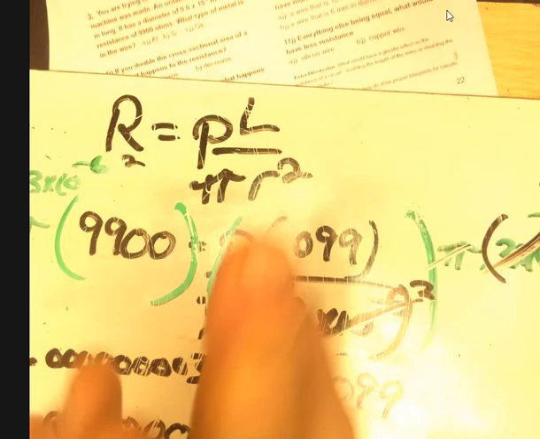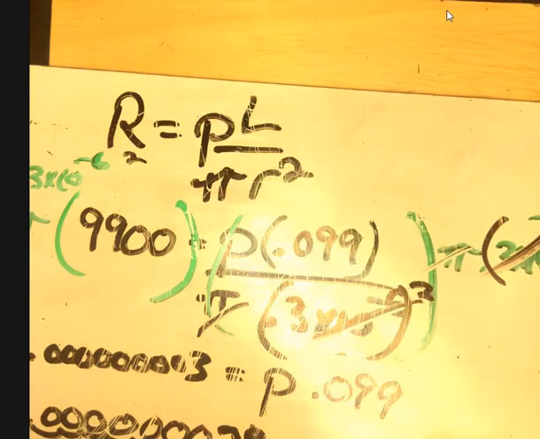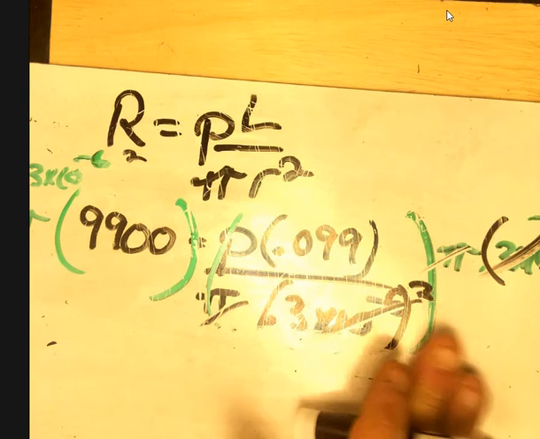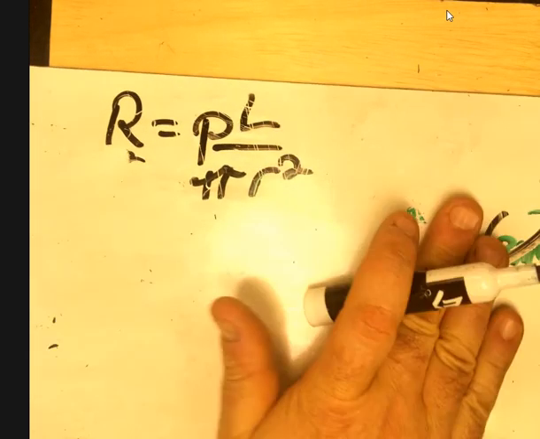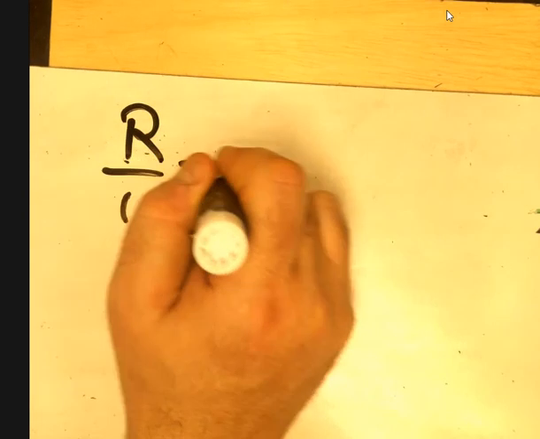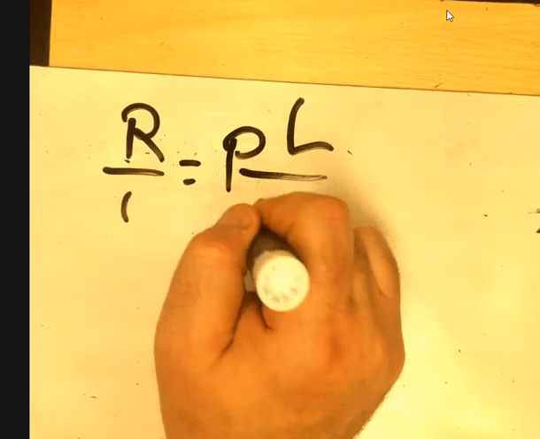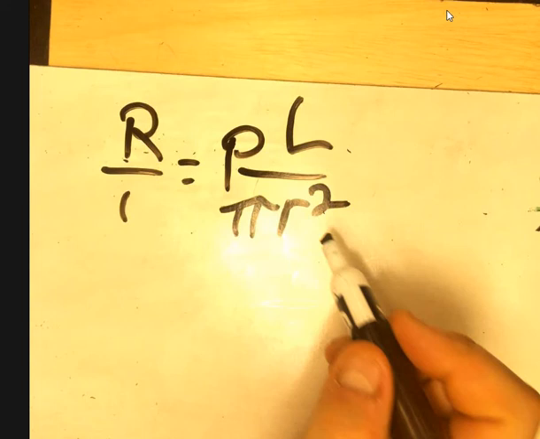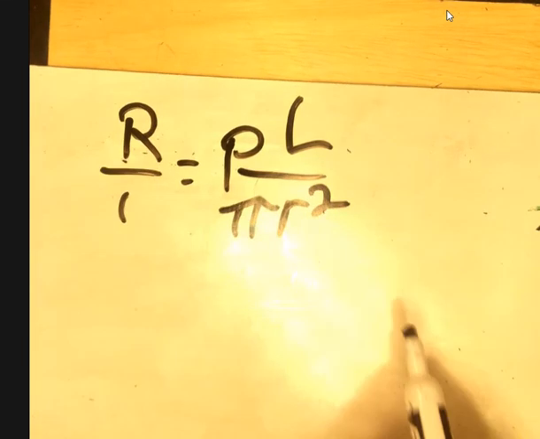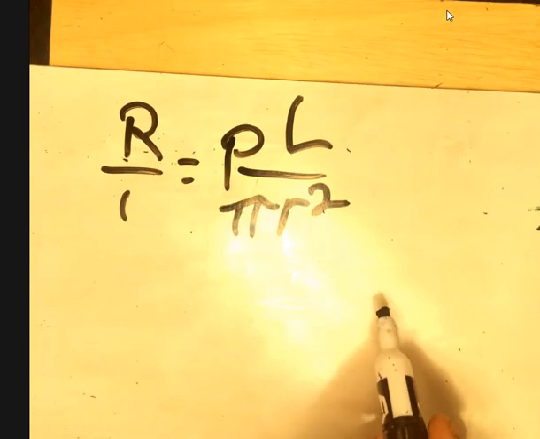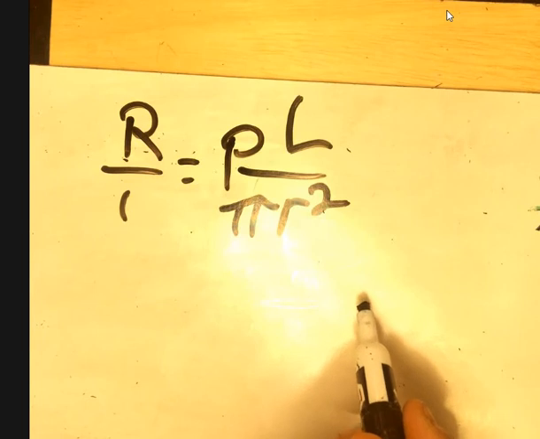So number 3 is aluminum. Number 4, if you double the cross-sectional area of a wire, what happens to the resistance? Once again, the equation R = ρL over πr². So the radius and the resistance are on opposite sides. They are inversely proportional. When one gets bigger, the other one gets smaller.